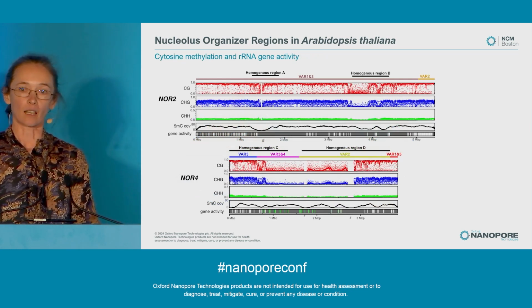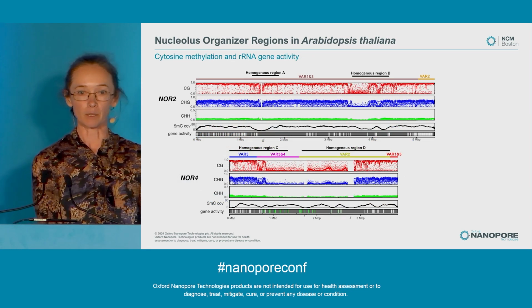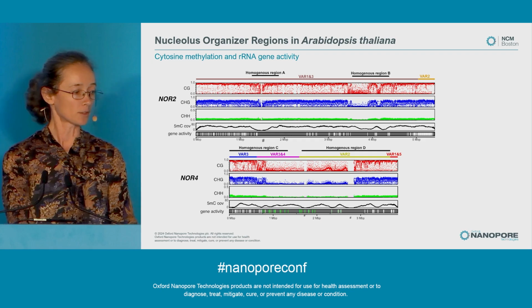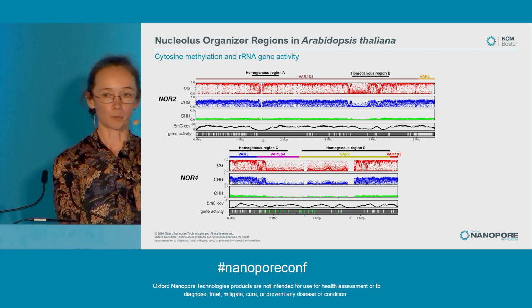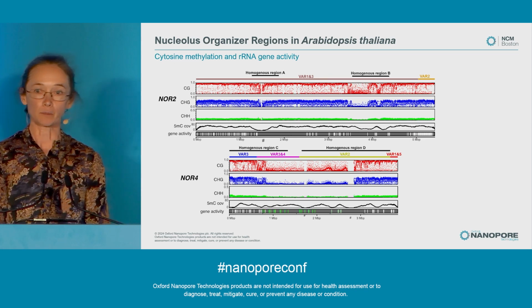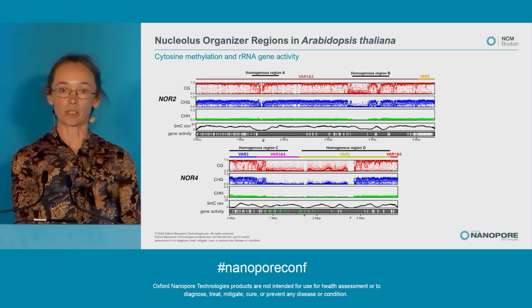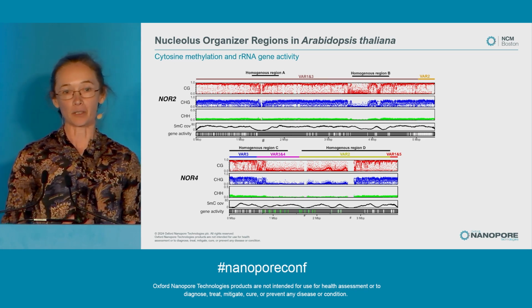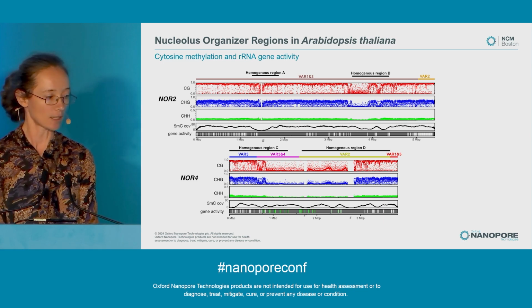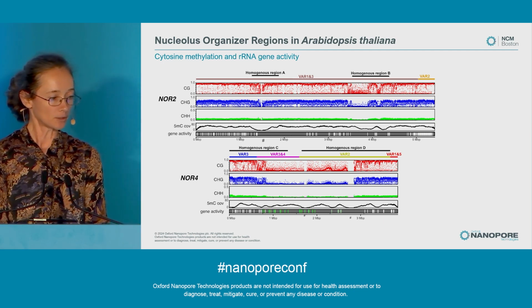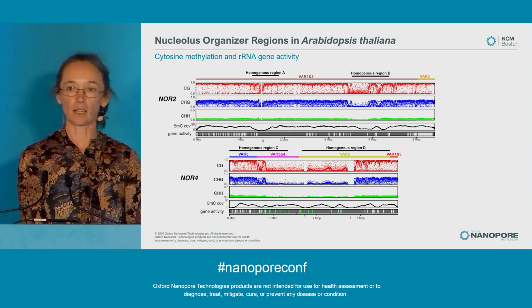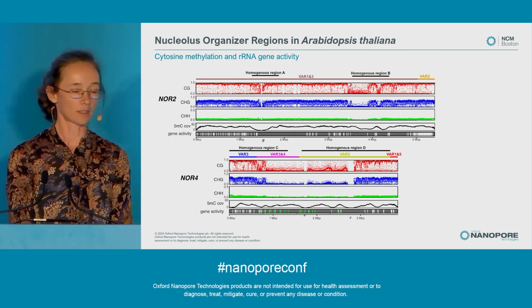To study distribution of active and silent ribosomal RNA genes within NORs, we first looked at cytosine methylation. And these are the cytosine methylation profiles for both Chr2 and Chr4. And in plants, we have three different cytosine methylation contexts, CG, CHG, and CHH, where H is any nucleotide but G. So if you compare Chr2 and Chr4 methylation profiles, you could see a striking difference.